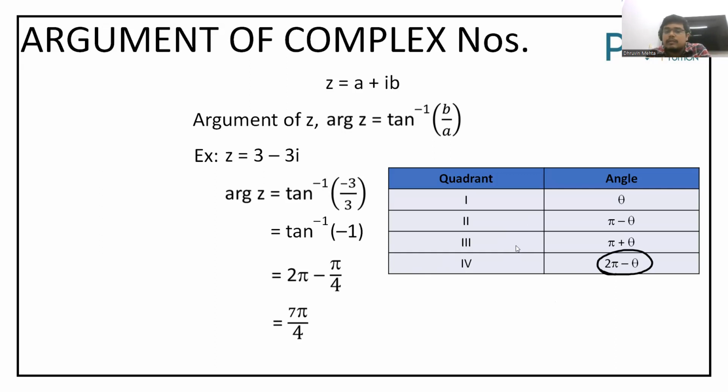Quadrant बहुत important हो जाता है when we talk about argument. हाँ sir. Did you understand this? Yes sir.